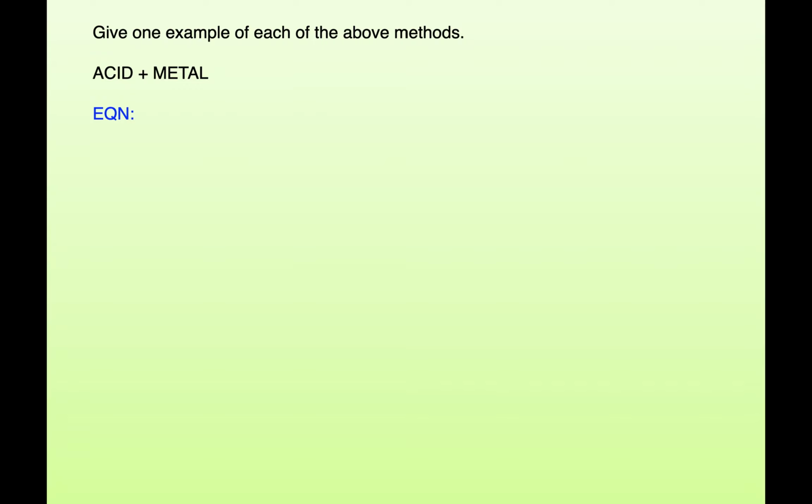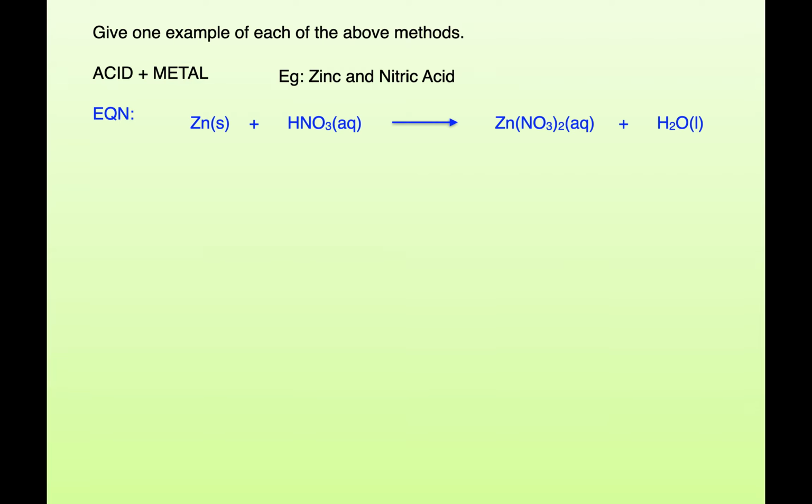Right, let's look at some examples of this. This is up to you to write the equations and to balance them. So acid plus metal, for example, zinc and nitric acid. So you can stop this and write that equation. Okay, there is the equation that you should have written. So if the question said to me, what substances can I use to make zinc nitrate salt, zinc nitrate crystals, then I could say, well, I could use zinc metal and nitric acid.